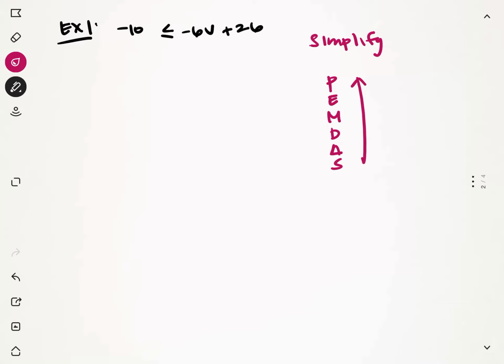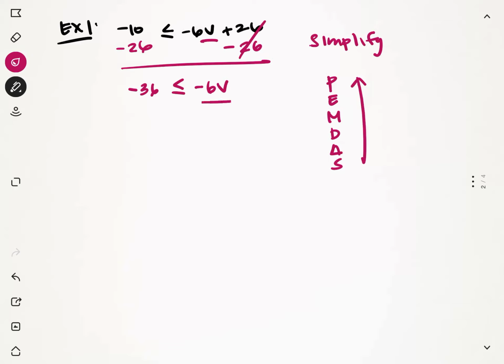Again, we're going in reverse order of operations, so we're working on the side with our v. We notice we have the plus 26, so we're going to undo the 26 with the minus 26 both sides. Negative 10 minus 26 is negative 36, is less than or equal to negative 6v.